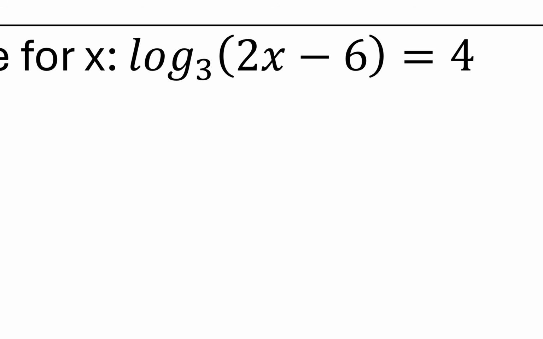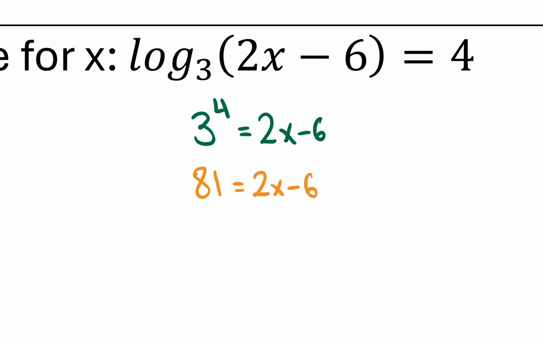My first step to solve it is to convert this to the exponential format. So I have 3 to the power of 4 is equal to 2x minus 6. I will then simplify this further. We know that 3 to the 4th power will leave us with 64. So we have 64 is equal to, let me just double verify that real quick. 3 to the power of 4. Oh, excuse me. It's an 81, not a 64. My apologies. So that's going to be 81 is equal to 2x minus 6.